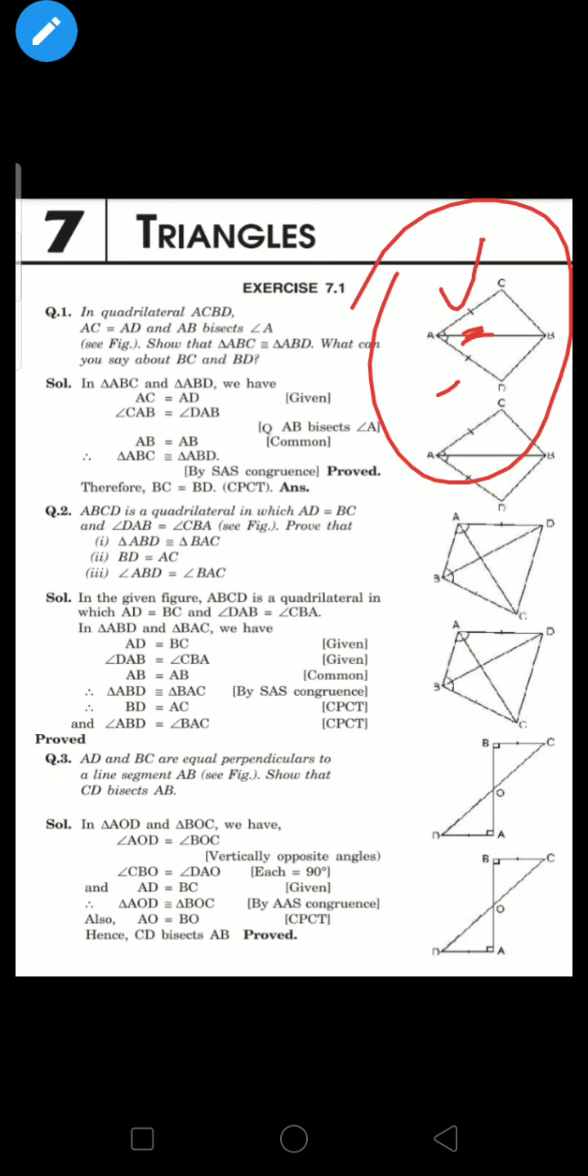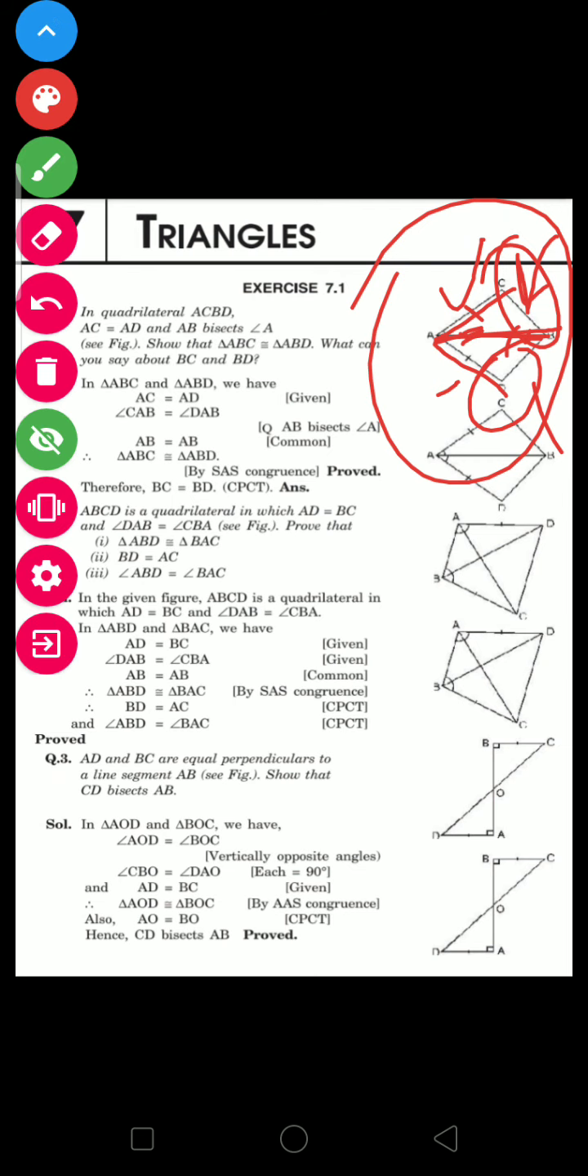In triangle ABC and triangle ABD, AC is equal to AD. It is given. These angles are equal, means angle CAB is equal to angle DAB. It is given, and this line is common. So these triangles will be congruent by the help of the side angle side congruency rule. Okay. Now the question was saying, what can you say about BC and BD with the help of CPCT? Students, I told you in the last video, what is the meaning of CPCT? Corresponding parts of congruent triangles. By the help of corresponding parts of congruent triangles, BC will be equal to what, students?